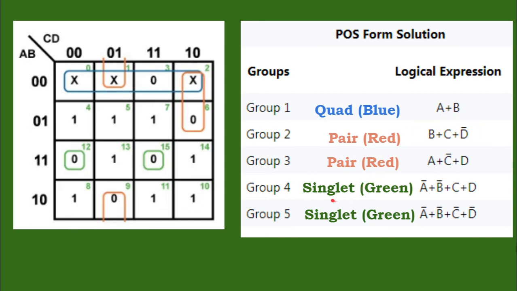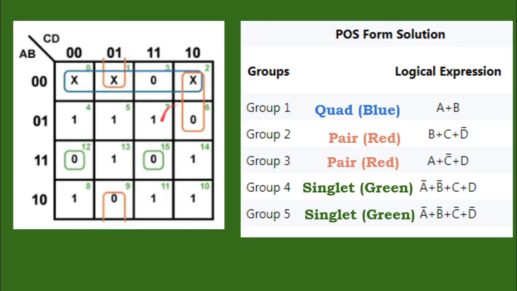Coming to the singlet, singlet will not reduce any value. Just you have to write all the terms with the four variables. So how to write, which is the cross section of the two rows and the column. So this column is actually A bar plus B bar, and this is actually C plus D. So the answer is A bar plus B bar plus C plus D. So this is the equation for the singlet.